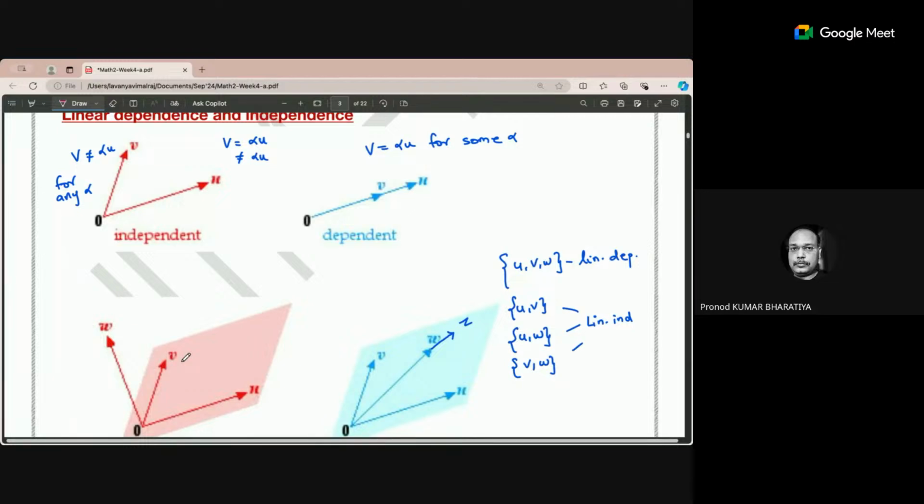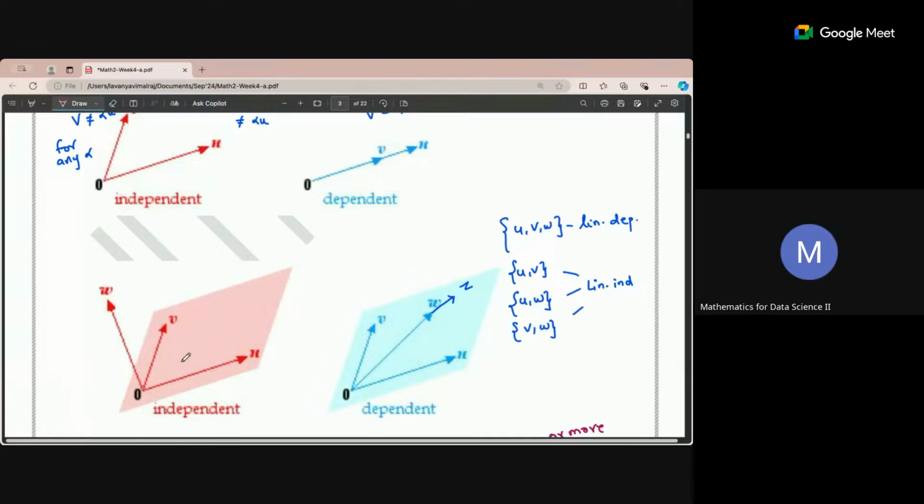Suppose u is from plane 1, v is from plane 2, and w is from plane 3. Then these three are linearly independent, because they are all from different planes. First of all, they should not be in the same direction. That is the point. If they are in different planes, then they are in different directions.